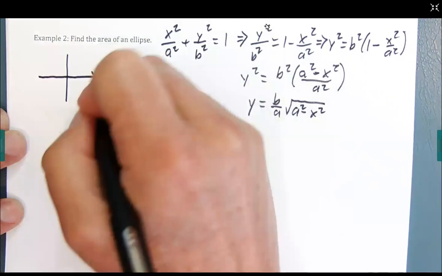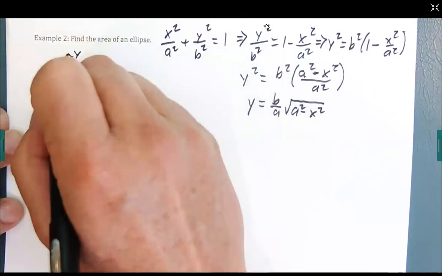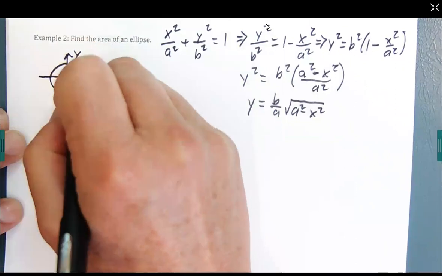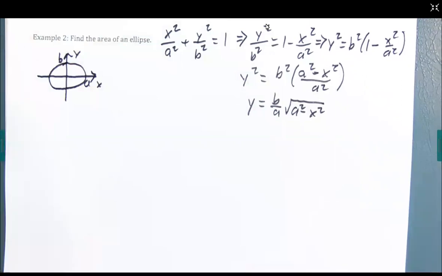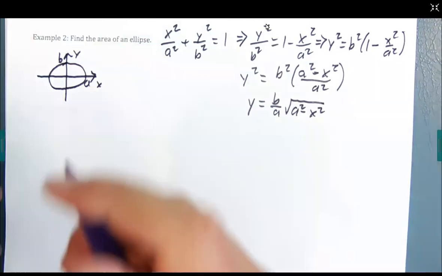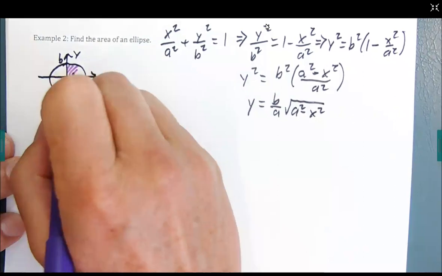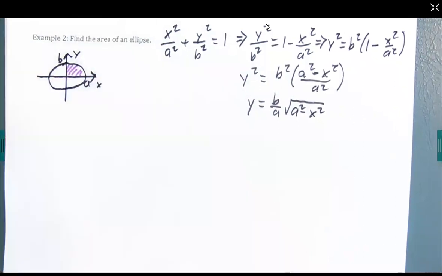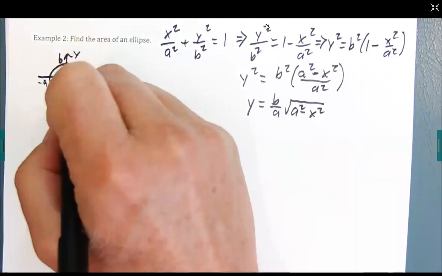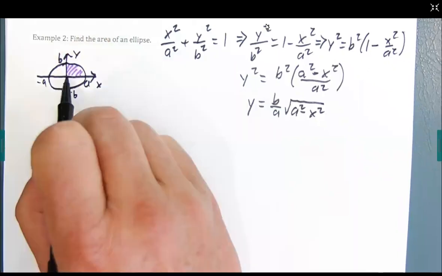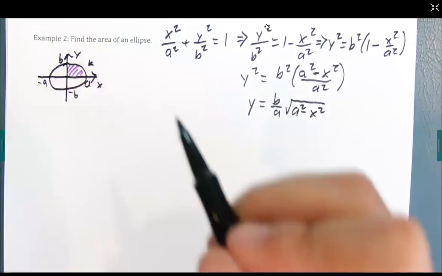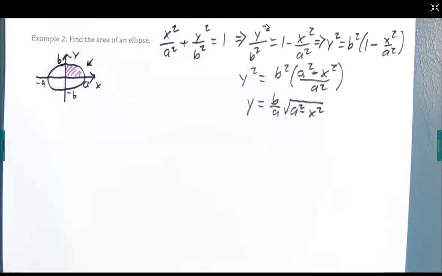And to be clear, what I'm going to do with this ellipse, this is a, this is b, I'm going to find just the area of a fourth of it. And then at the end, I'm going to multiply times 4, and that'll get the whole, because ellipses are so symmetric. All right, and this of course is negative a, and this is negative b. So I'm going to integrate from 0 to a, and this function is y, this y here.